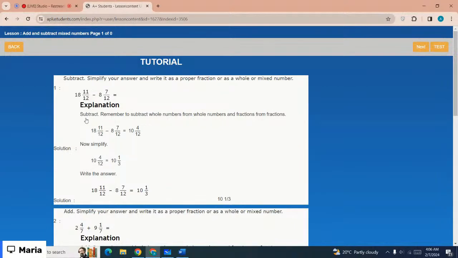To write it in the simplest form, you can divide both numerator and denominator by the greatest divisor. So you divide them by 4, and that is 10 whole 1 over 3. Got it?